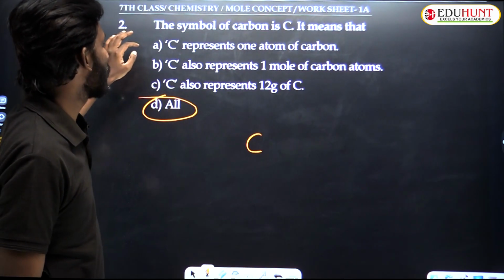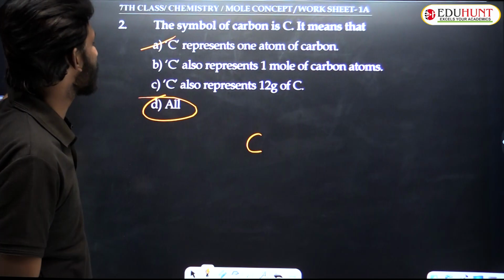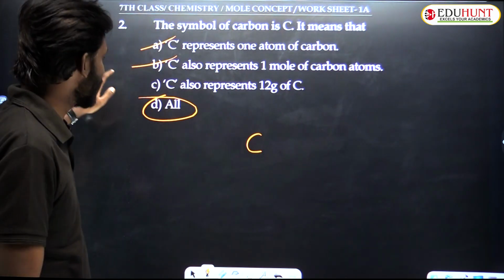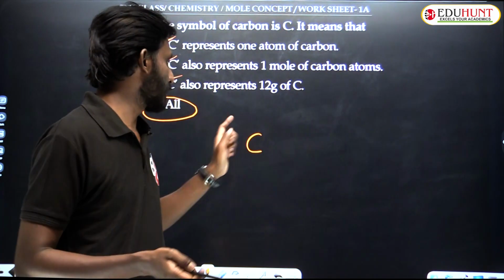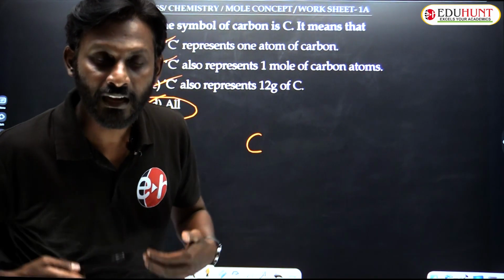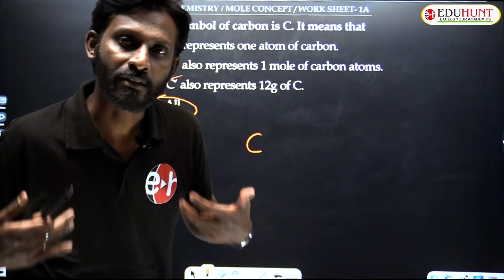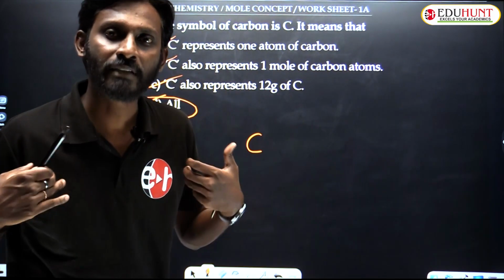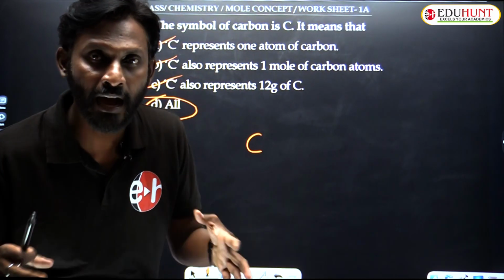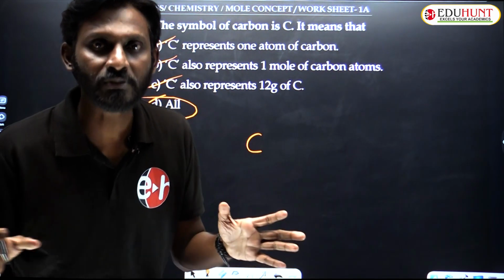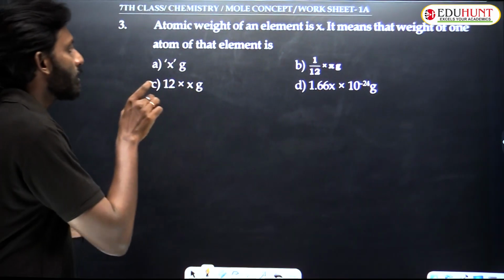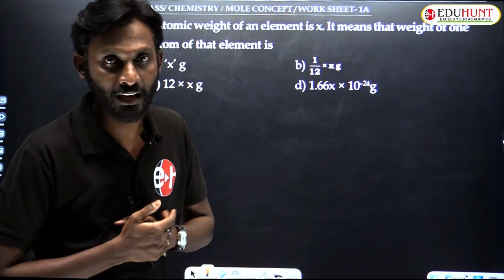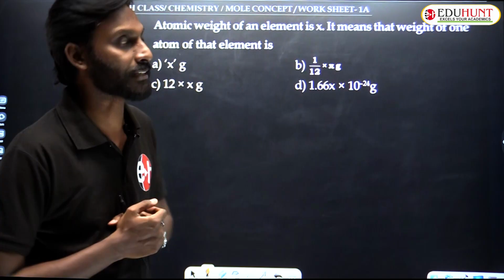C represents 1 atom of carbon, C represents 1 mole of carbon atoms, and C also represents 12 grams. So fundamentally, this symbol C represents the carbon element, whether it is 1 atom, 10 grams, or 1 gram, whatever the mass or the number of atoms. Next, the atomic weight of an element is X.